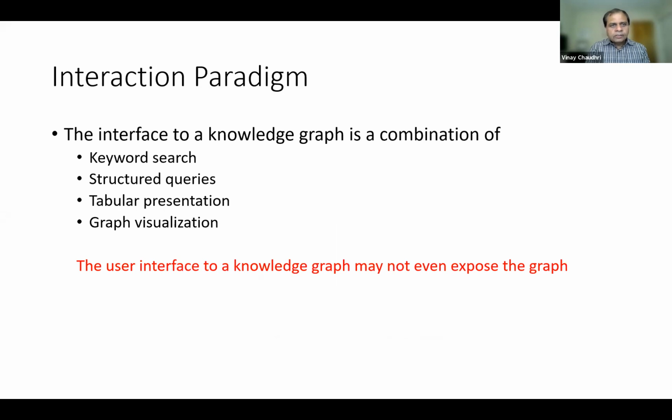So at the highest level, the interaction techniques for accessing the knowledge graph use a combination of methods. It is not just one method, it's usually a combination of techniques. And these could include keyword search and structured queries. You could be seeing the results in the form of tables, or in the form of visualizations. And I'm going to try to put this in a kind of formal framework, which will help us think about how we go about choosing any of these methods.